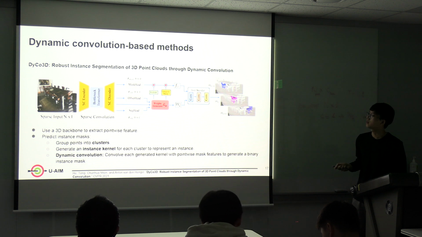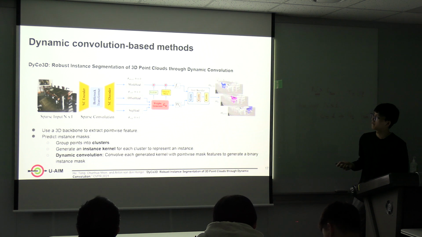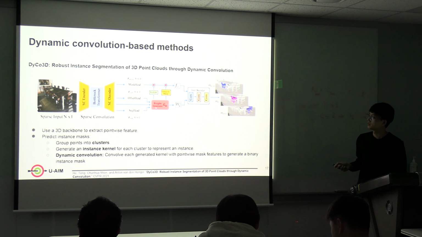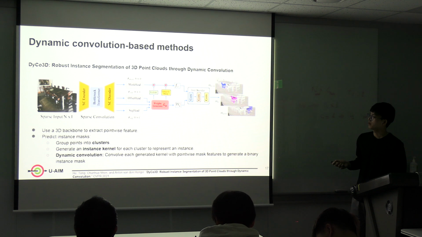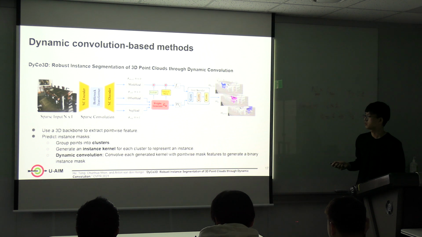And how do they predict the instance mask? So first they will use the offset and the segmentation head to cluster the points into instances and generate the instance kernel, like use the weight generator to have the kernel. And when you have a kernel, you will apply that kernel to the feature that you aggregate here from the mask head to generate the instance mask.